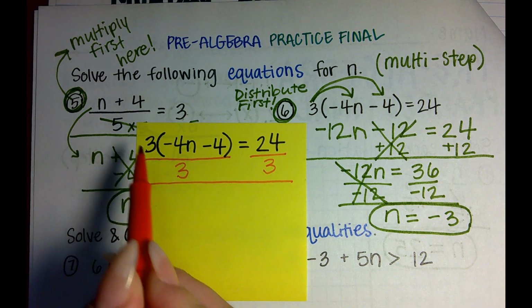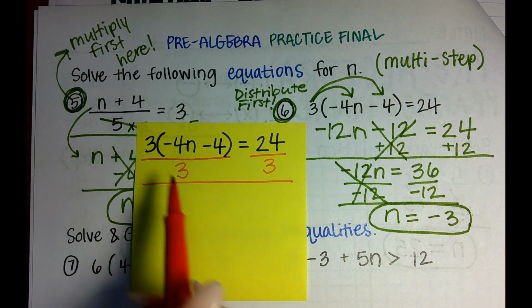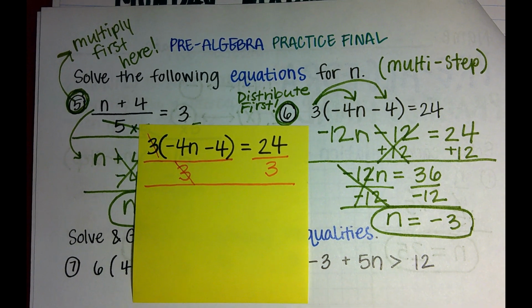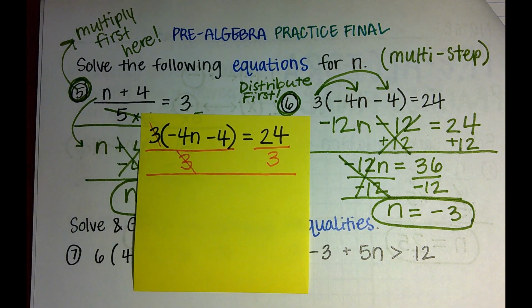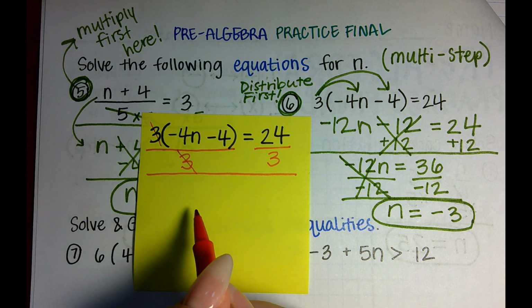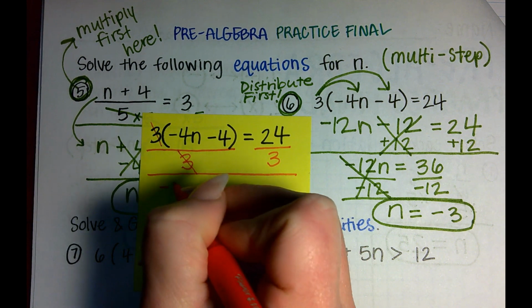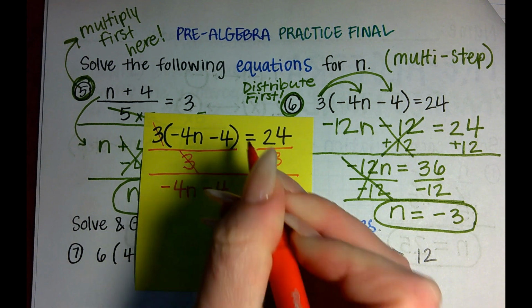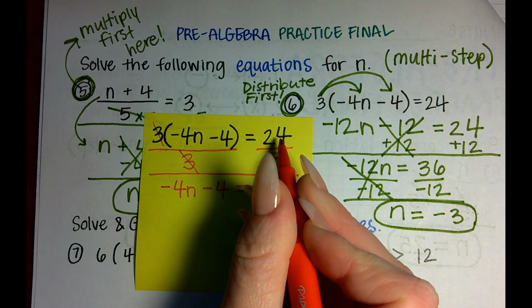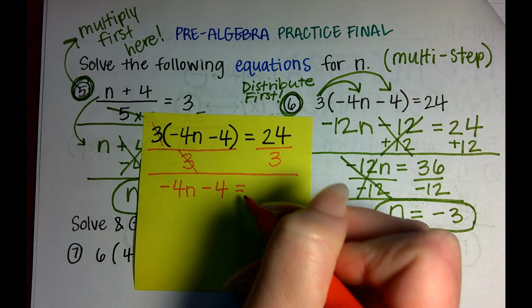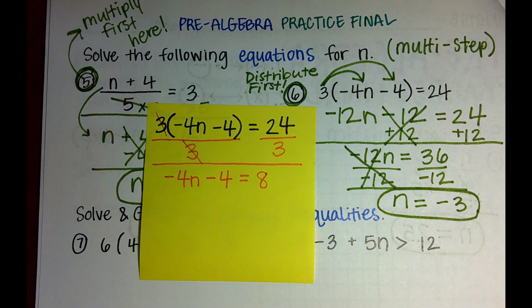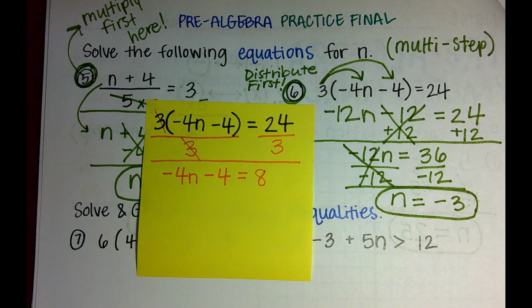So what happens to my 3's over here? They cancel. And then we want to bring everything down. So what's left on this side? Negative 4n minus 4. Good. Negative 4n minus 4 equals 24 divided by 3 is 8. So now I have negative 4n minus 4 equals 8.